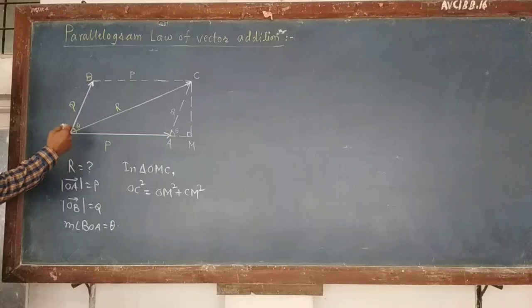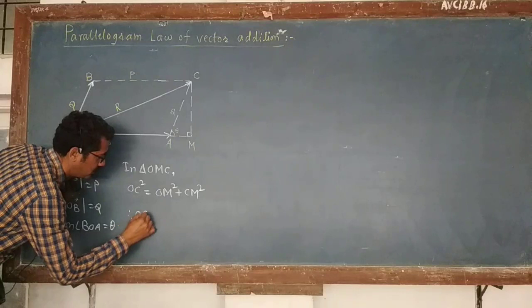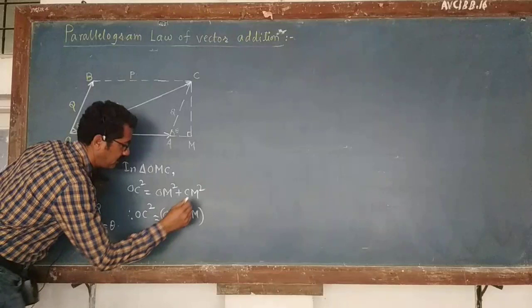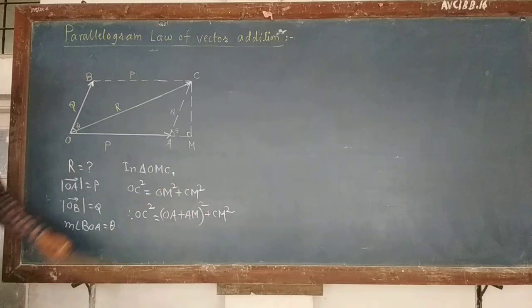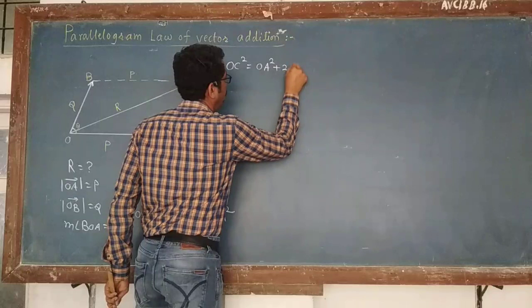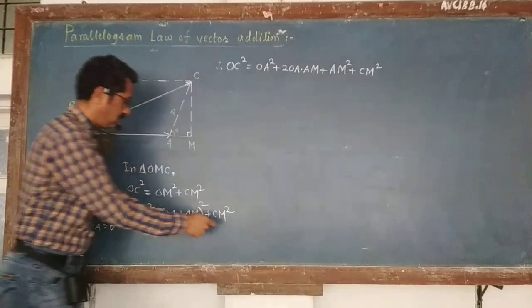But what is OM equal to? OM is made up of two parts, first OA and the other AM. So I will write it accordingly. Therefore OC squared, where OC is equal to R, is equal to OA plus AM, the whole bracket squared, plus CM squared. Now this term looks like (a plus b) squared, which I can simplify using that formula. So OC squared is equal to OA squared plus twice OA multiplied by AM plus AM squared, plus CM squared which is already existing here. Correct?